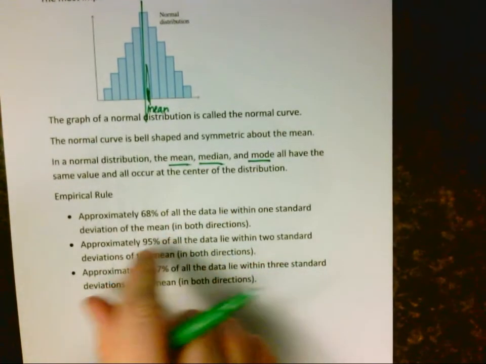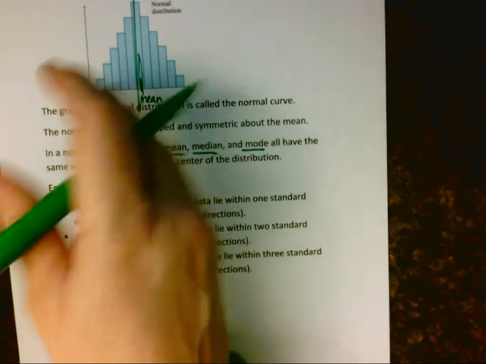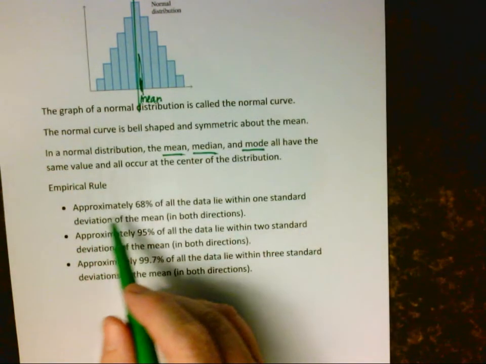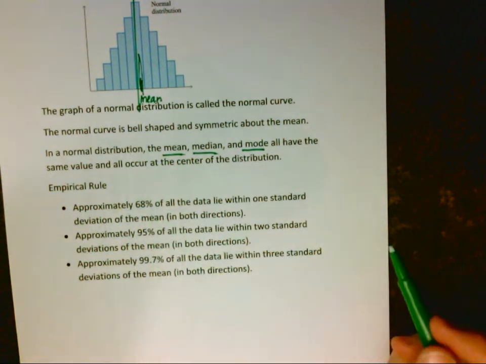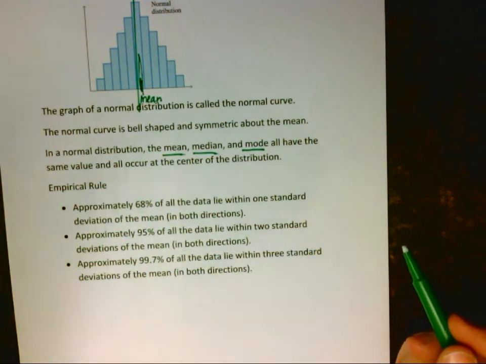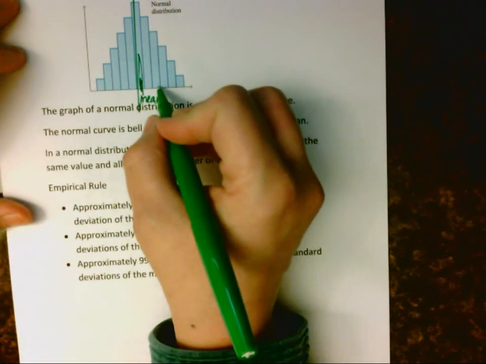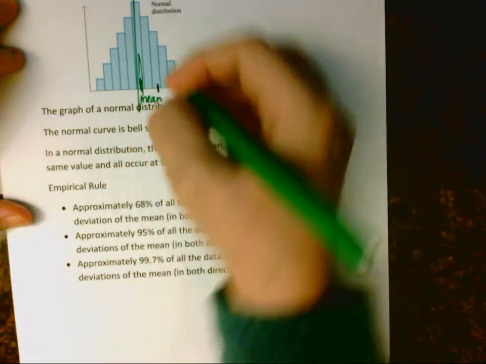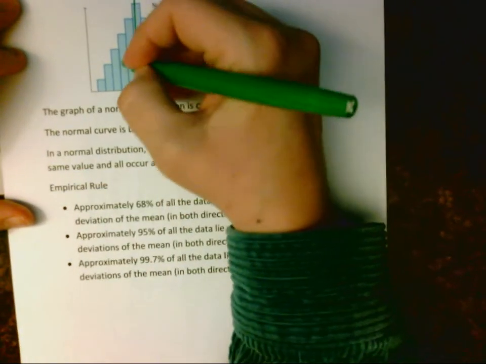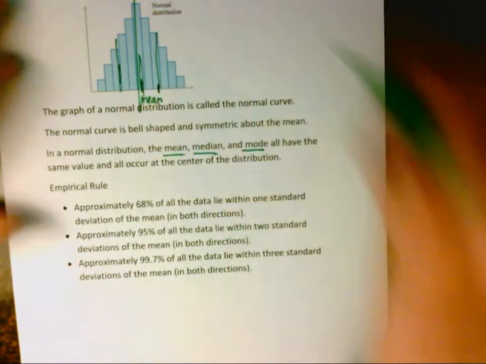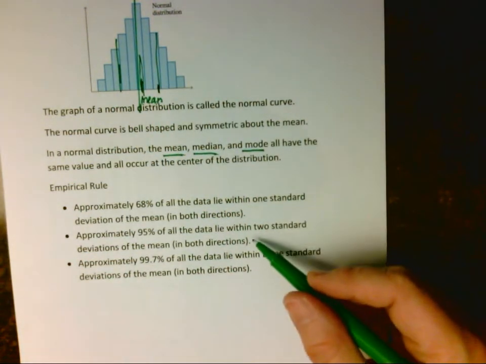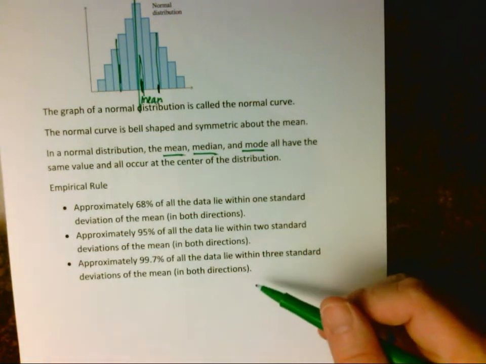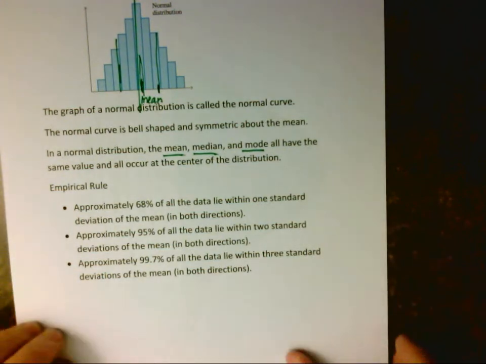Empirical rule. On all normal distributions, approximately 68% of all the data lie within one standard deviation of the mean in both directions. So from the mean, if you go up one standard deviation and down one standard deviation, you'll get 68% of the data. And then you'll get 95% within 2 standard deviations and 99.7% within 3.